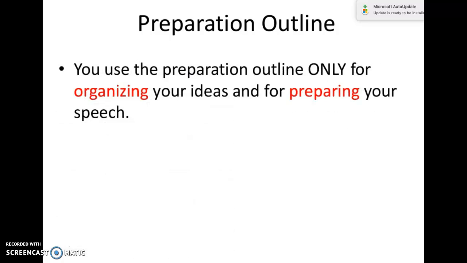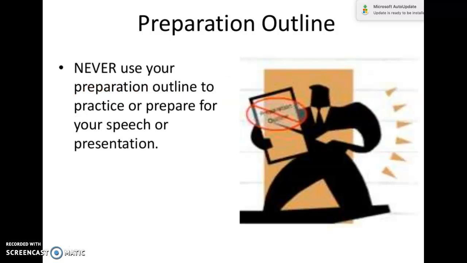So you're going to use your preparation outline only for organizing your ideas and for preparing your speech. You're not going to actually speak off your outline. You're going to have note cards or something you've created that's a little more organized. The thing about this says never use your preparation outline to practice or prepare for your speech or presentation. That's more of a guideline.